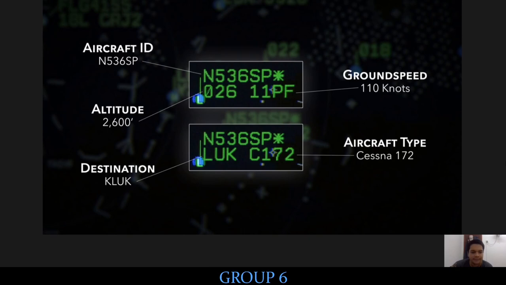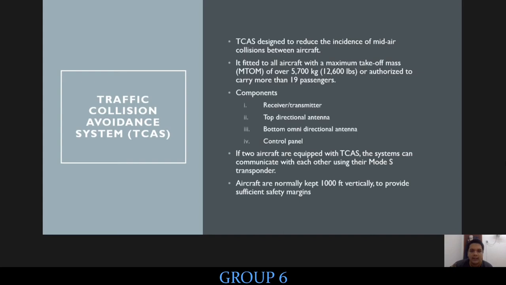Next is the traffic collision avoidance system, TCAS. TCAS is designed to reduce the incidence of mid-air collision between aircraft. It is fitted to all aircraft with a maximum takeoff mass over 5,700 kilograms or authorized to carry more than 19 passengers. There are four main components of TCAS.